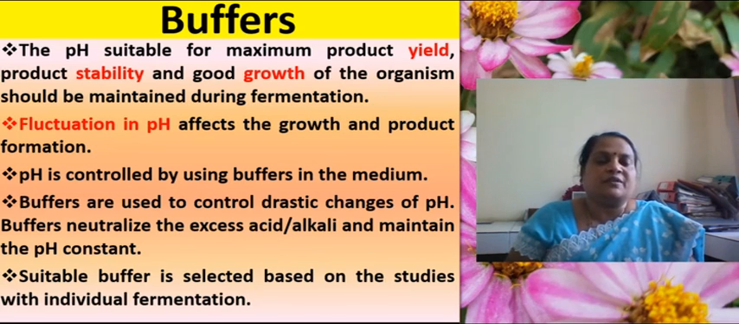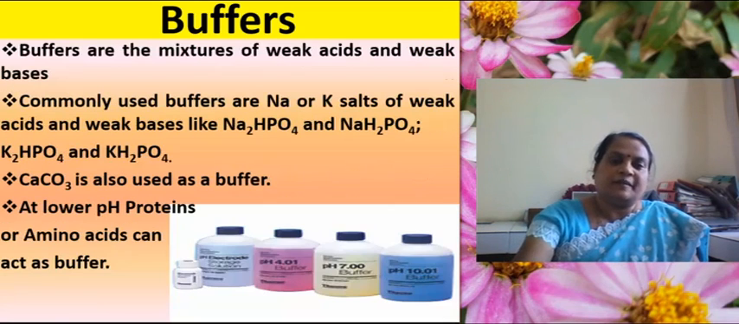When the microorganisms are growing in the fermentation media, fluctuations in pH will occur. Fluctuations in pH means changes in pH. This pH fluctuation affects the growth and product formation by organisms. So, fluctuations in pH should not be allowed. For this, buffers are added into the medium. Buffers are used to control drastic changes of pH. Buffers neutralize the excess of acid or alkali and maintain the pH constant. Suitable buffer is selected based on studies with individual fermentation.